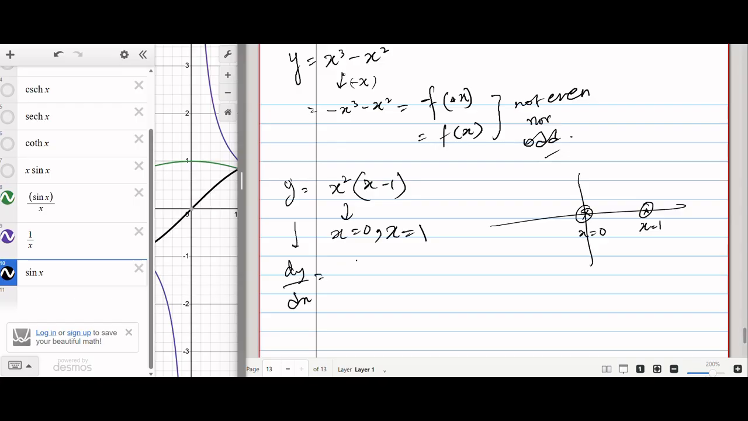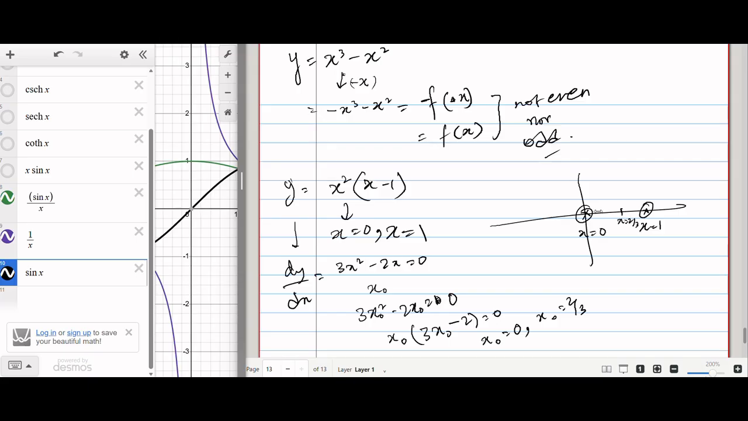We'll just do dy by dx. What we get is 3x square minus 2x equals 0 at x equals x naught. So 3x naught square minus 2x naught equals 0. We'll take x naught common, so x naught times 3x naught minus 2 equals 0. So x naught equals 0 and x naught equals 2 by 3. So at x equals 2 by 3 we'll get an extrema.